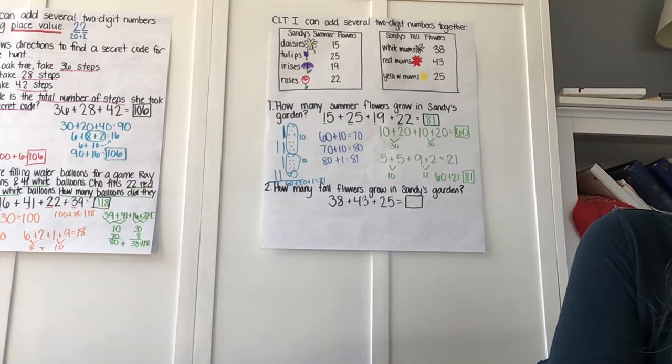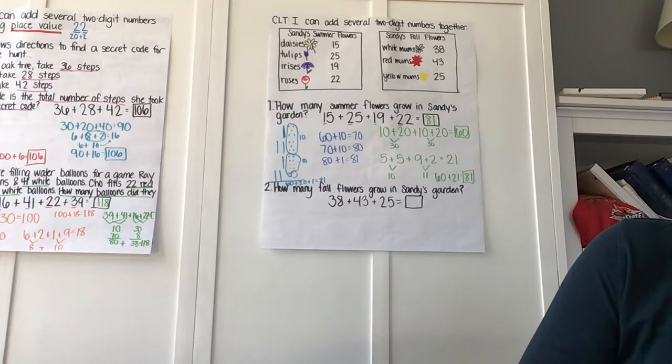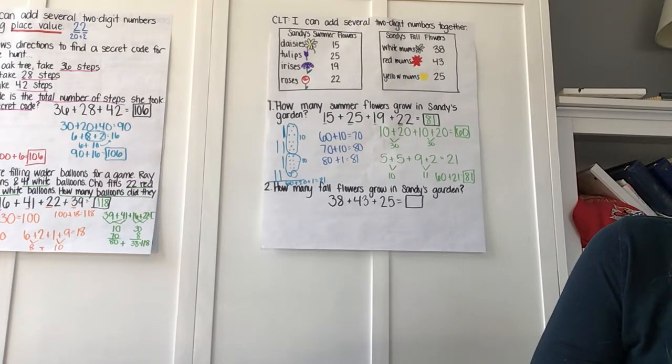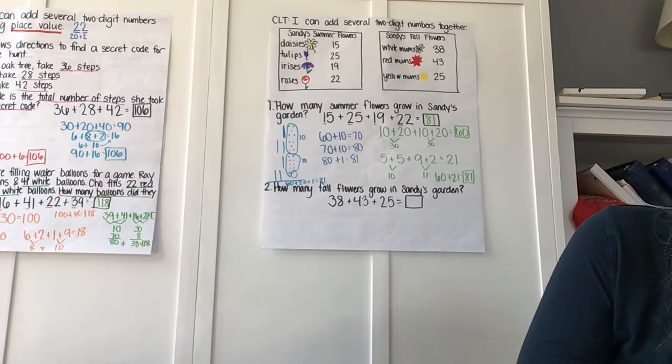Where are your white mums in your work? Where's your 38? Where's your 43? And your 20? Why did you add those two together first? So what strategy are you using? You are using your place value, but when you're making those 8s with those 1s, what else are you doing? Yeah, you're using a known combination. That's a smart strategy to do it.